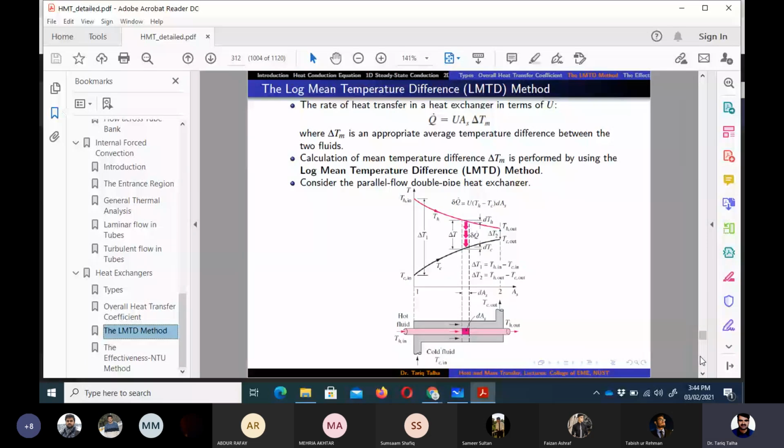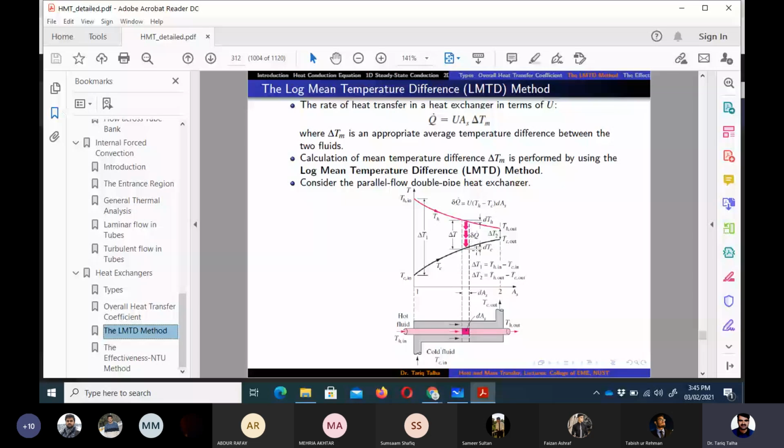In this, we considered a parallel flow double pipe heat exchanger, and then we took a differential area here, of surface area dAs, and in that differential area the heat is being transferred from the hot fluid to the cold fluid, shown by these three red arrows, and that would be equal to delta Q is equal to U into (TH minus TC) into dAs.